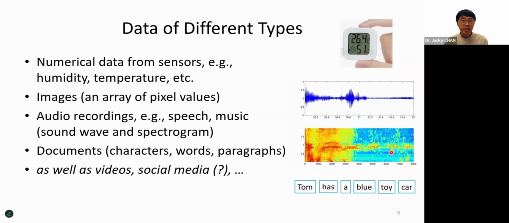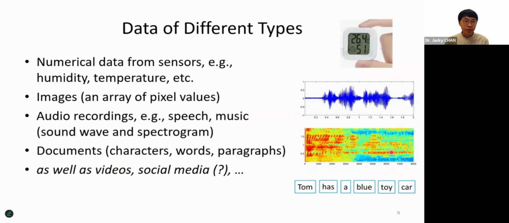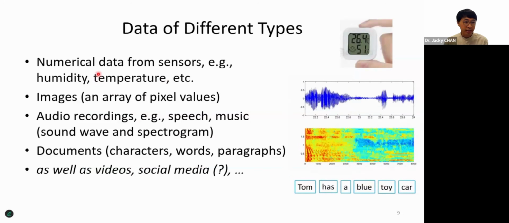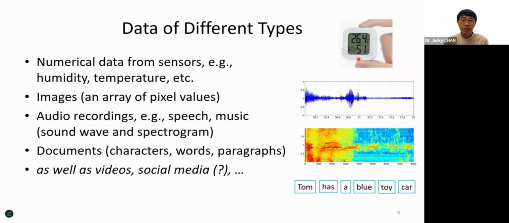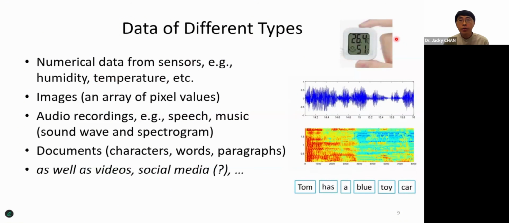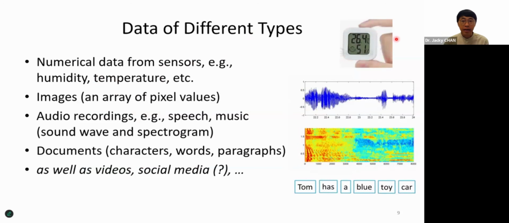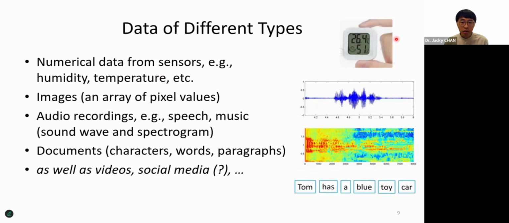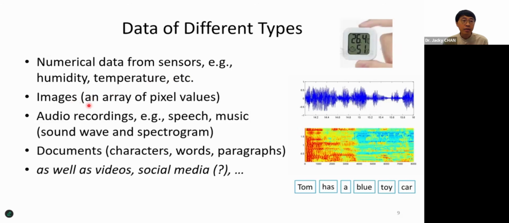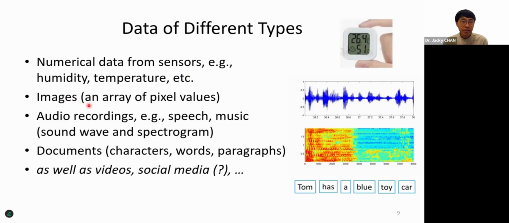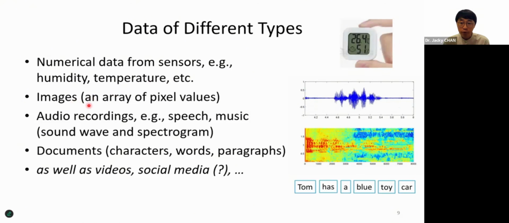Data is just like ingredients for cooking, and we have different types of ingredients. A typical type is numerical data. For example, if you have a sensor, you can get temperature and humidity from it. They are numbers, so we call it numerical data. Another very common type is images. Images are represented by arrays of pixel values. In the next slide, we will see one example to elaborate a little more.